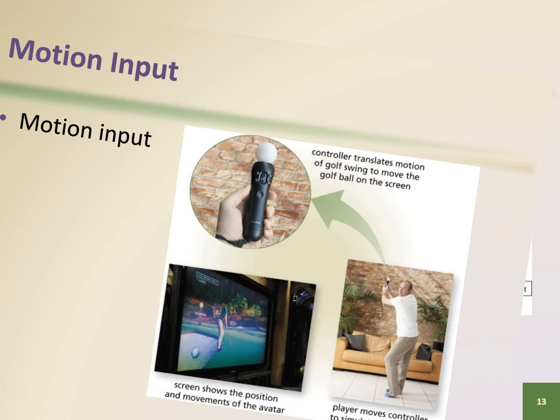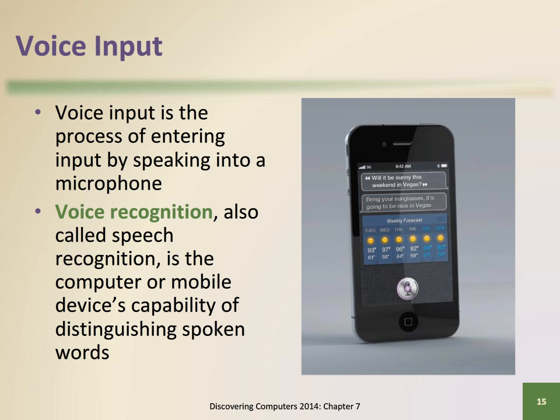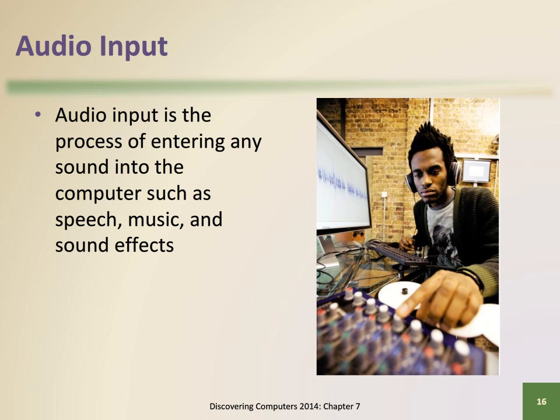With motion input, sometimes called gesture recognition, users can guide on-screen elements using air gestures. Voice input is the process of entering input by speaking into a microphone. Voice input is part of a larger category of input called audio input that includes speech, music, and sound effects. Voice recognition is the computer's capability of distinguishing spoken words. Audio input is the process of entering any sound into the computer such as speech, music, and sound effects.